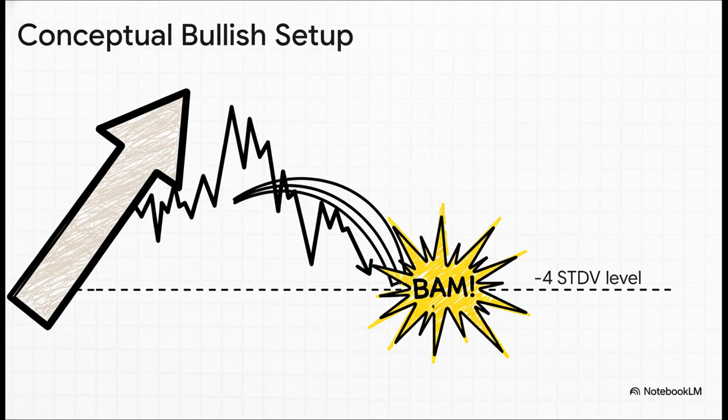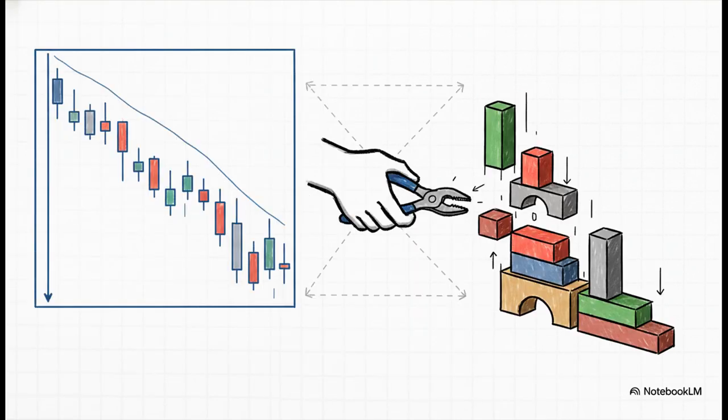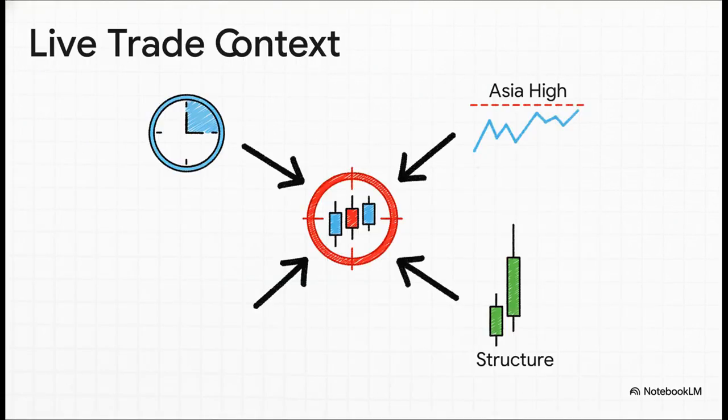Now, what's really cool is seeing how this works in reverse. We've got a recent short-selling trade example that puts all these exact pieces together. So let's deconstruct it right now. Context is absolutely everything in trading. So for this trade, the bias was bearish.